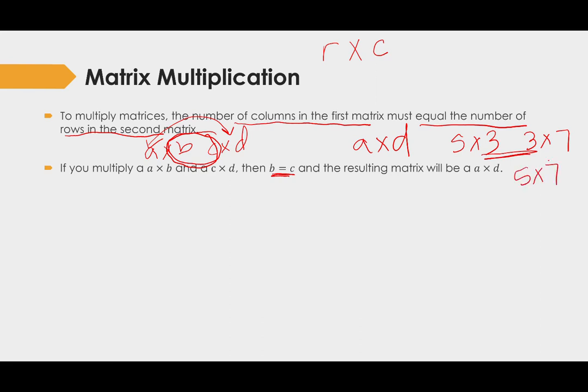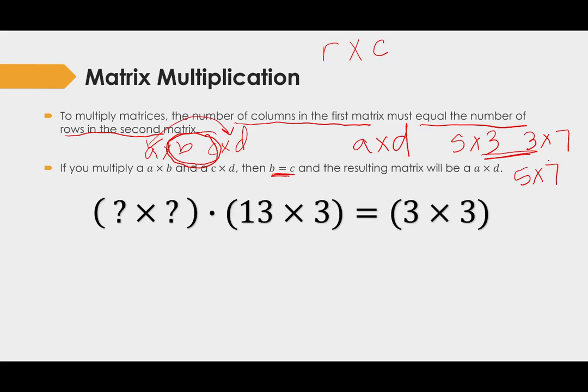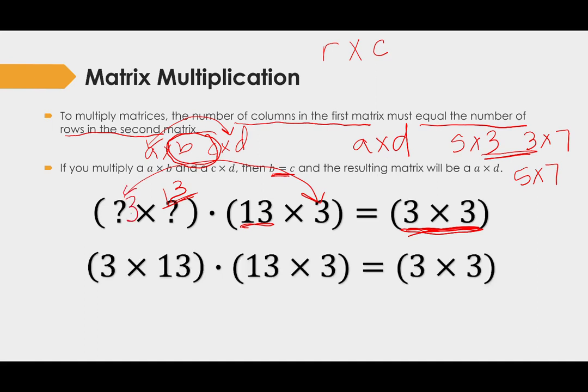So if we have, say, a 13 by 3, 13 rows and 3 columns, and we want to multiply to get a result of 3 by 3, we got to figure out what to multiply that by. We already know that the columns will have to match the rows here, so we know that we're going to have a 13. And our end result will be a 3 by 3. So we need this to be a 3 by 13. In order for us to multiply them, these match, and then 3 by 3 will be our end result.